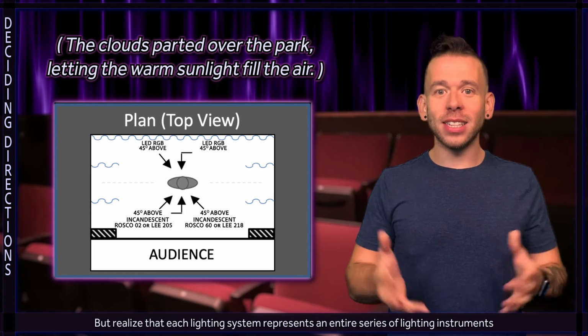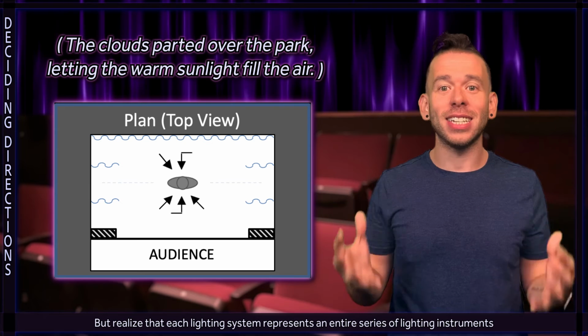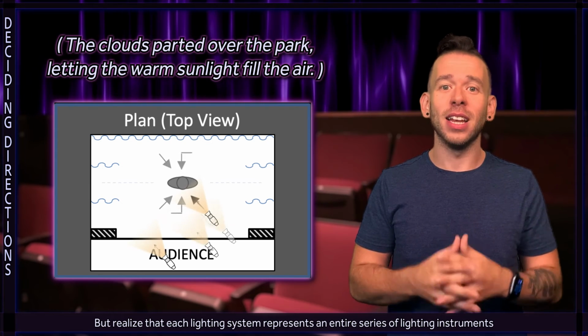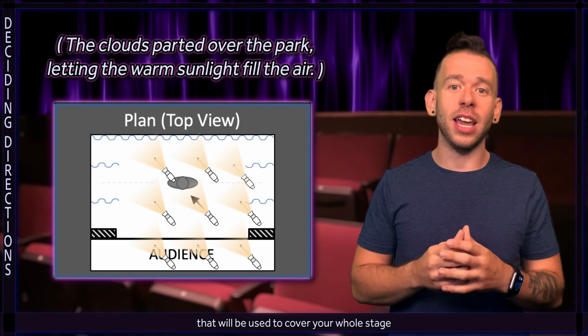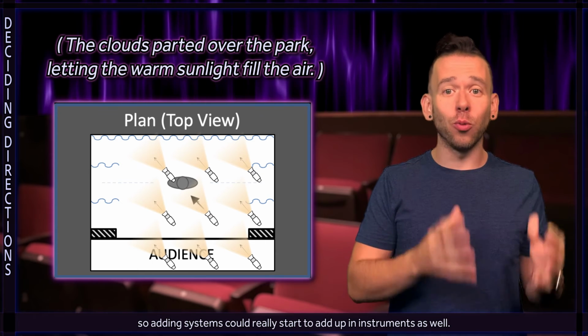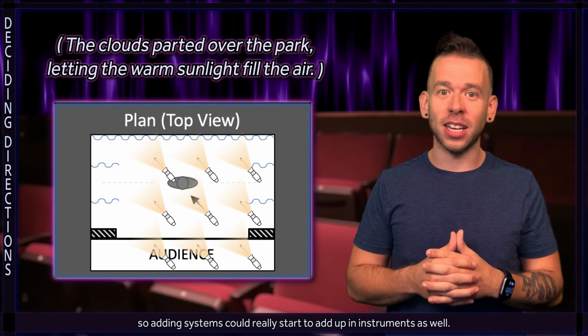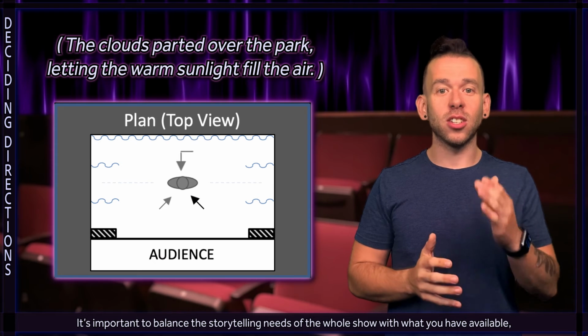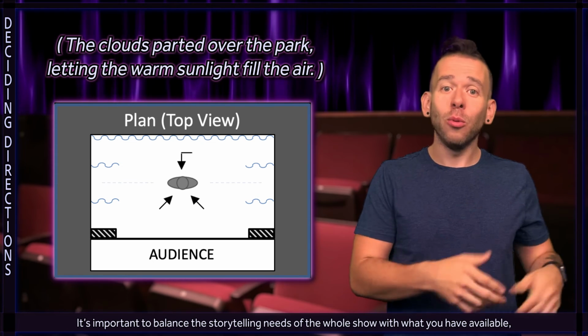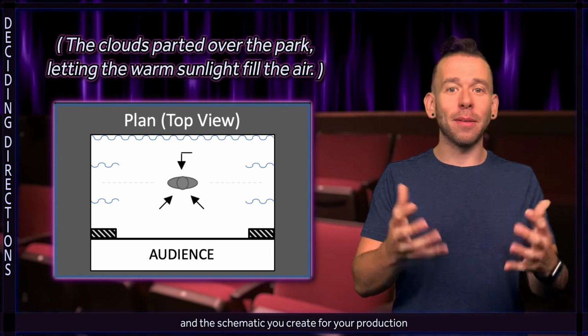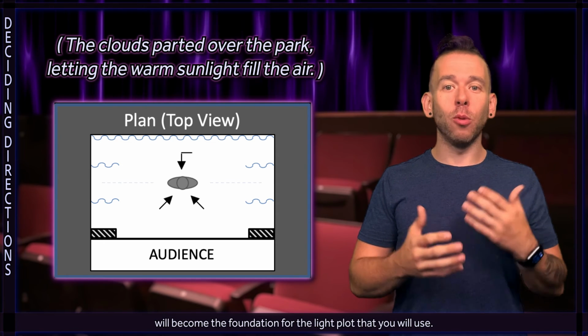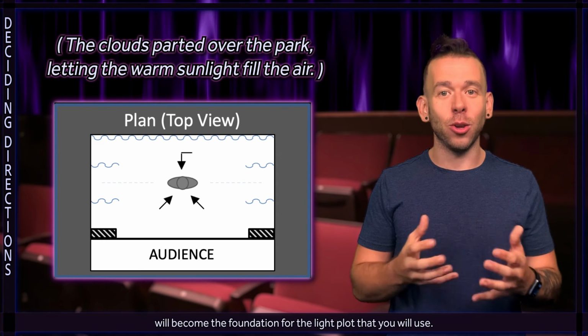But realize that each lighting system represents an entire series of lighting instruments that will be used to cover your whole stage. So adding systems could really start to add up in instruments as well. It's important to balance the storytelling needs of the whole show with what you have available, and the schematic you create for your production will become the foundation for the light plot that you will use.